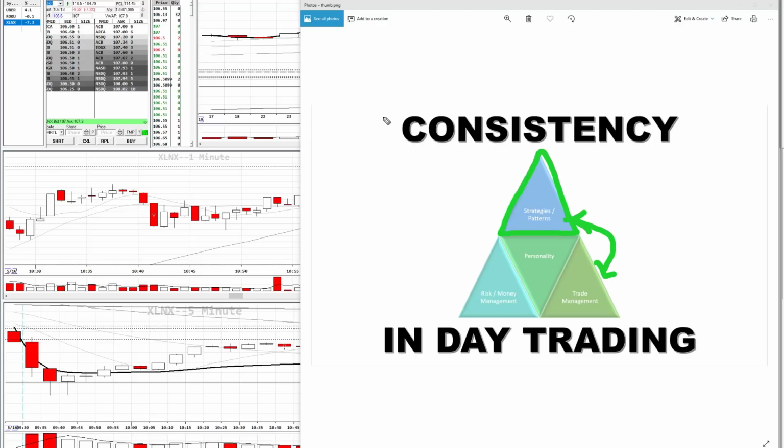Are you looking for ABCDs? Are you looking for ORBs? Are you looking for double bottoms, double tops? Are you looking for bearish engulfing cracks? Are you looking for support of the moving average, etc., right?